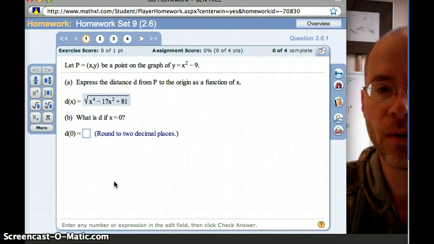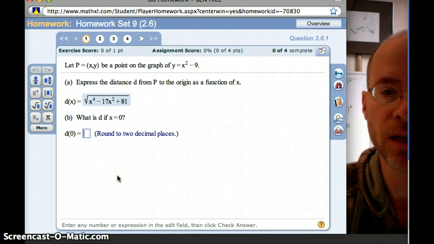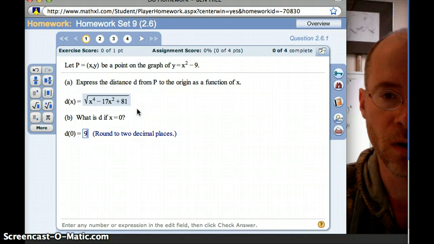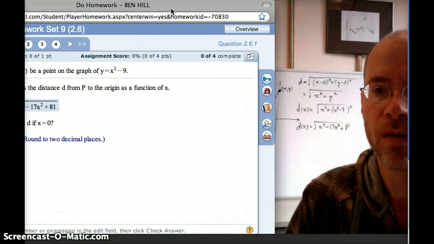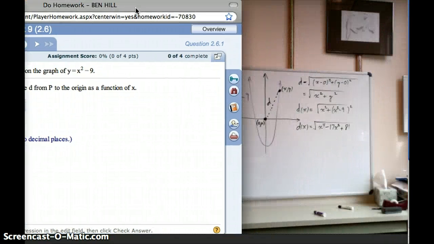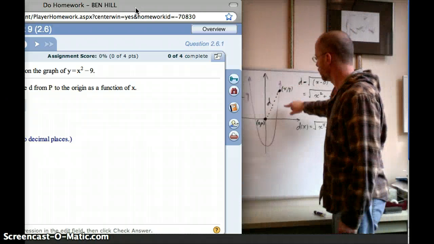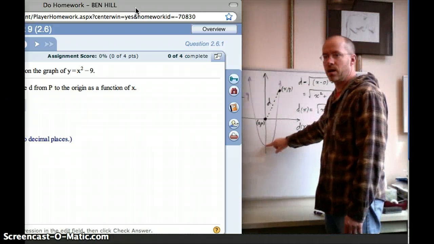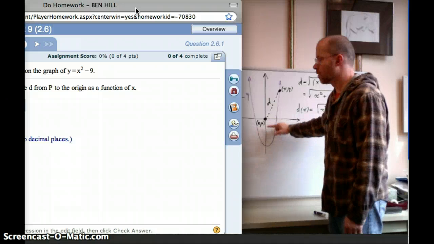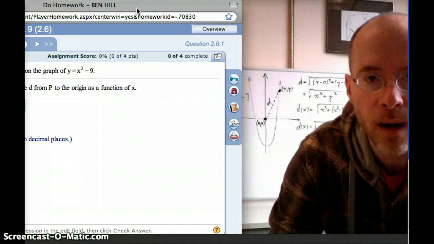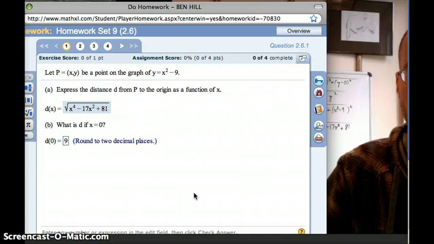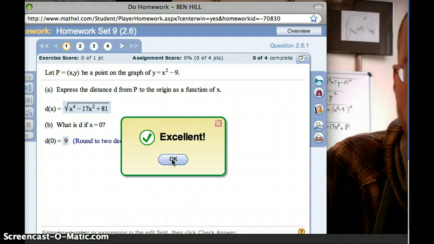So what is d if x is equal to 0? Well, I can plug in 0 here and see it's the square root of 81. The meaning of that in the picture is, if you let this point move to where x is 0, you're down here at the vertex, the distance to the origin will be 9. Okay, let's check that. Yeah.